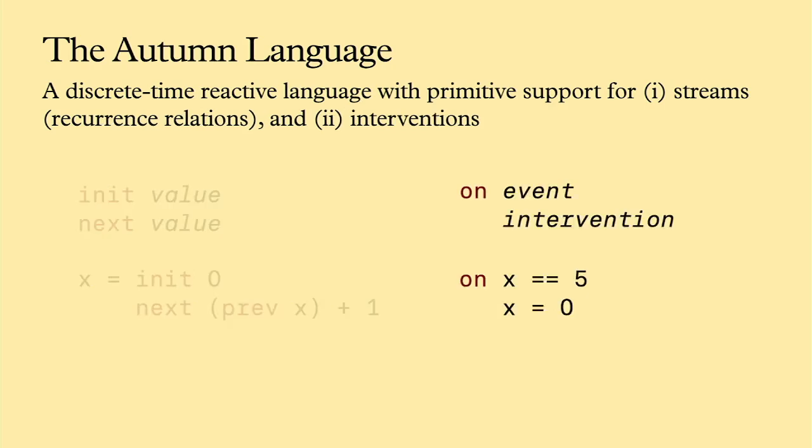And then the second main construct is what we call an intervention, or an on clause. The basic semantics informally are, on some event occurring, some intervention is going to occur as a consequence. In this case, it's just on the event of x being equal to 5, we're going to reset x back down to 0. So in totality, this program will essentially loop from 0 to 5 forever, and that's it.